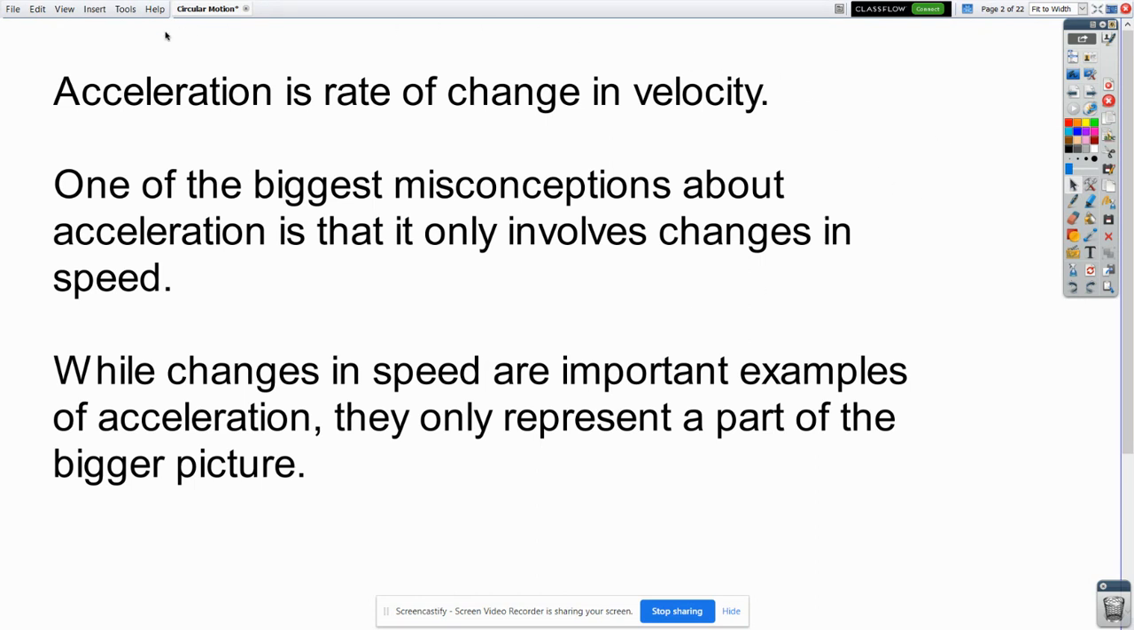This is the definition that we had for acceleration when we first covered it in the acceleration video. One of the biggest misconceptions about acceleration is that it just involves changes in speed. The first thing that comes to mind when we hear the word accelerate is speed up. But as we learned in the acceleration video, it can also mean slowing down. And while these changes in speed are important examples of acceleration, they don't give us the entire big picture. To understand that, we have to look at what velocity is.